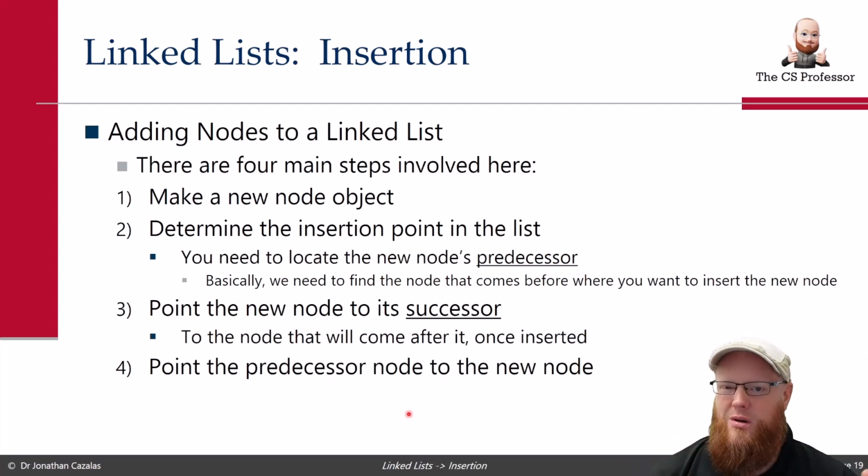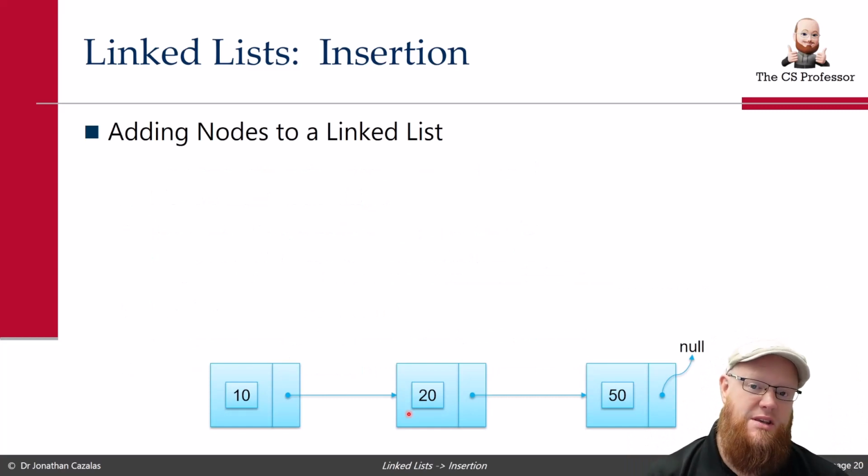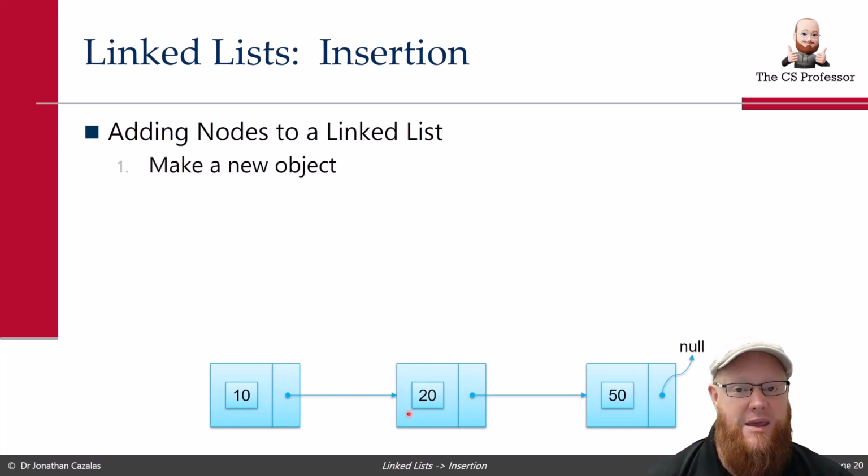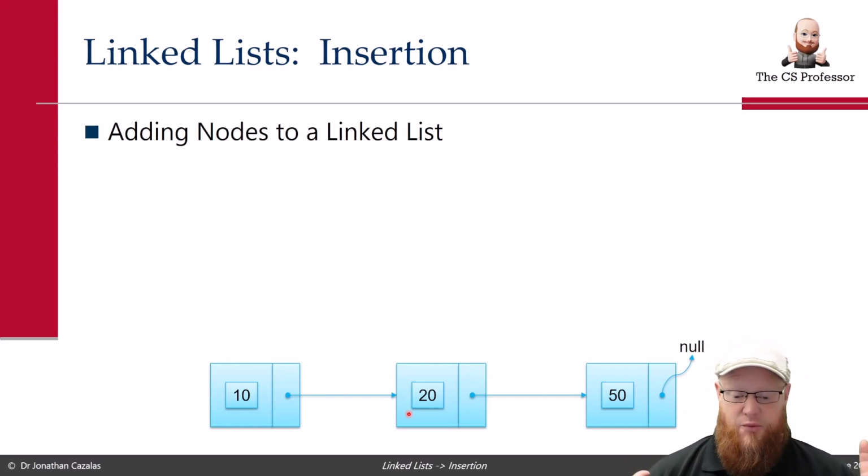That's a lot of words, right? So it's best to just see a visual depiction. Make a new object. Currently, let's start off, we have this list, 3 nodes: 10, 20, 50.